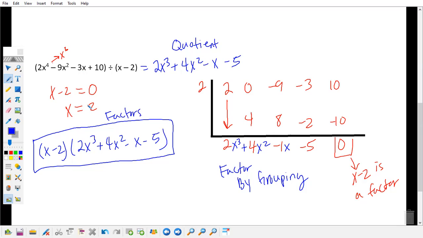There's a difference when something is asking you. If it's asking just for the quotient, here's your quotient. If it's asking for the factors, you're including both parts.